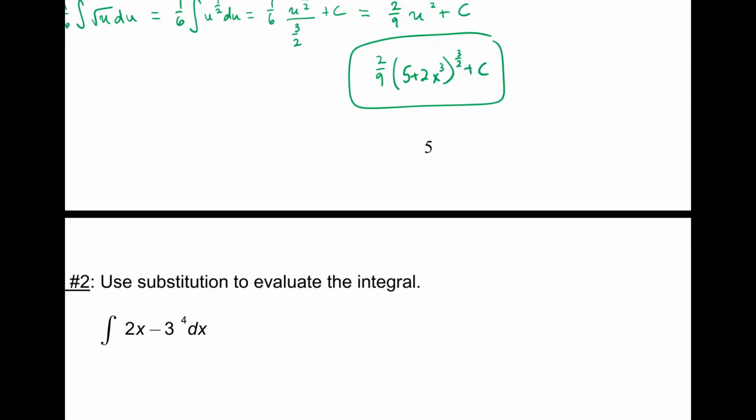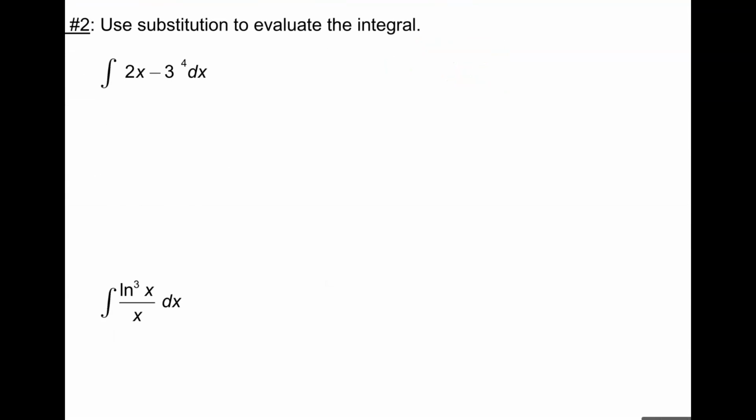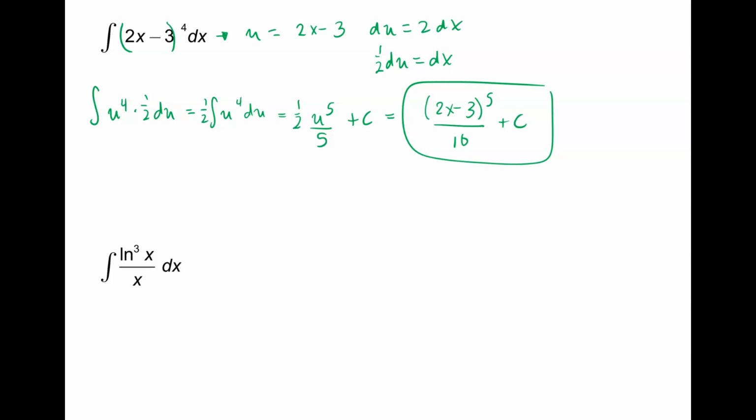All right, and we have more examples. Use substitution to evaluate the integral. I want you guys to try A and B. Go ahead, pause the video, and then I will pop up the solutions for you to look at. Note, I did not tell you what u was. You had to try to figure it out yourself.